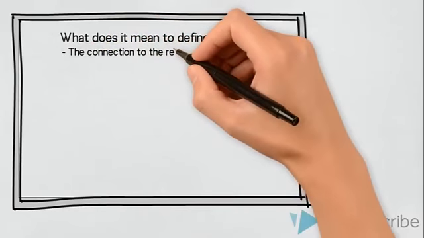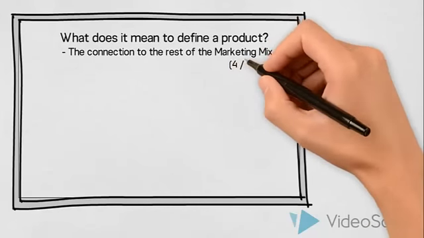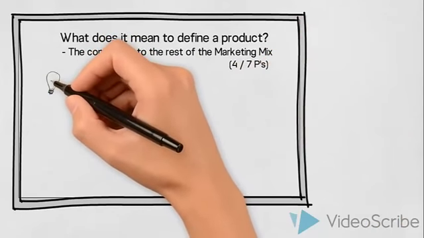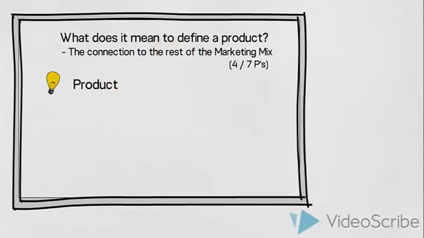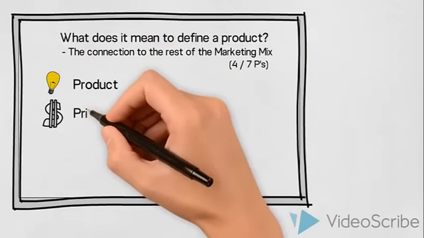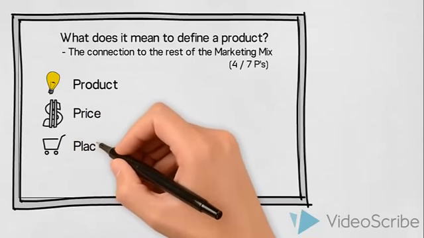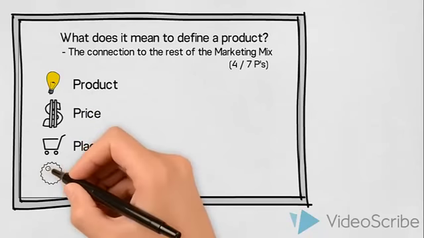What is the meaning of defining a product, and what is the connection to the rest of the marketing mix? When you are asked to design the marketing mix, you need to make decisions on 4 or 7 core elements, also known as the 4 or the 7 Ps. First of all, issues concerning the product, which is what this video will address. Secondly, a decision on price. Thirdly, you will need to decide on the place. Through which channels will you distribute the product or service?